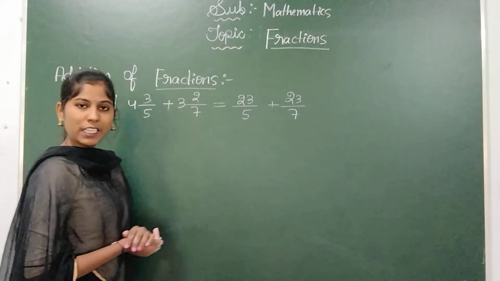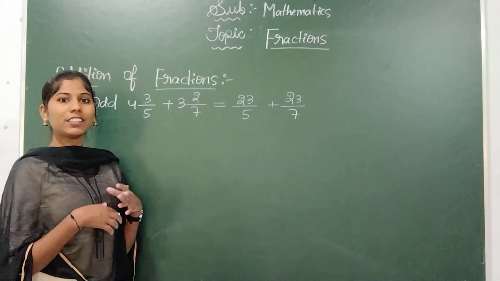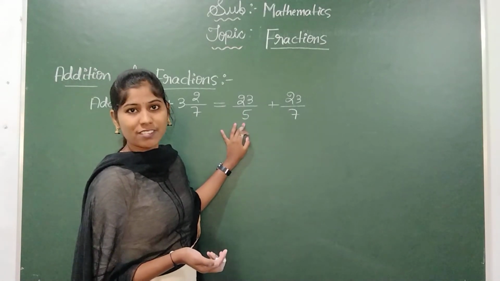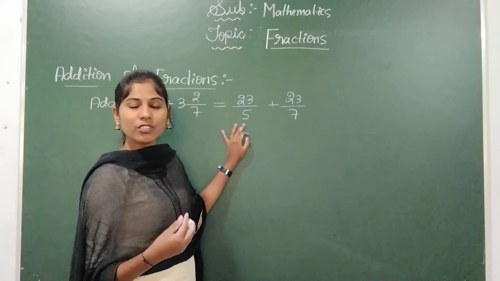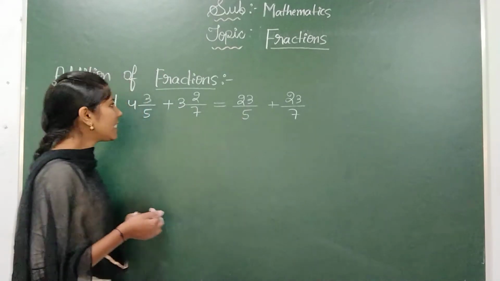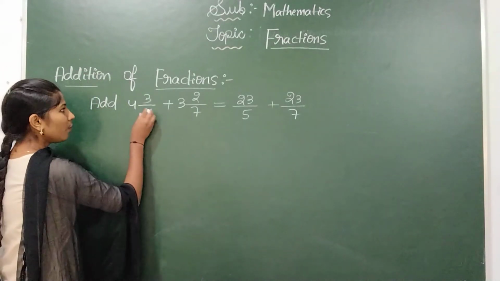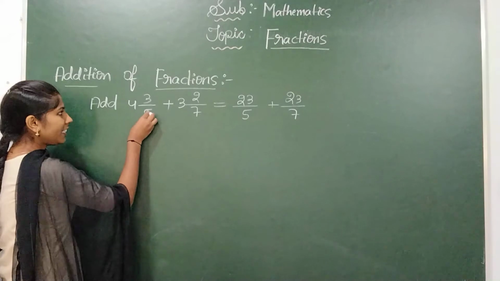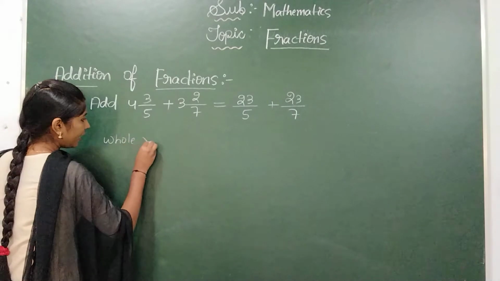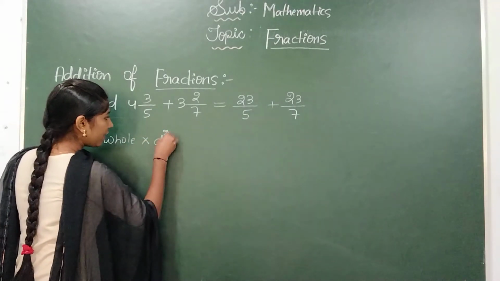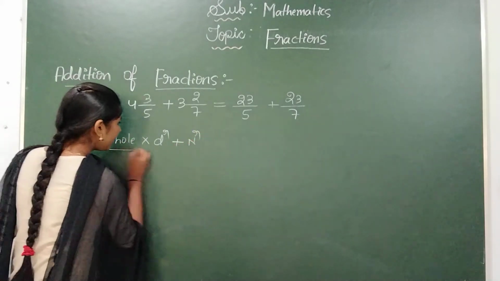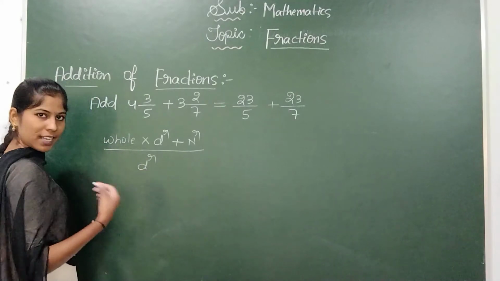As we learned in a previous class, how can you convert a mixed fraction into an improper fraction? There is one formula to convert a mixed fraction into an improper fraction. What is that? Whole into denominator, plus numerator, divided by the denominator. I will show you one example.